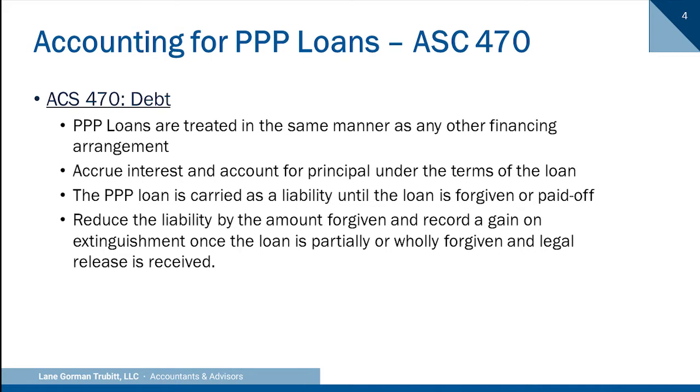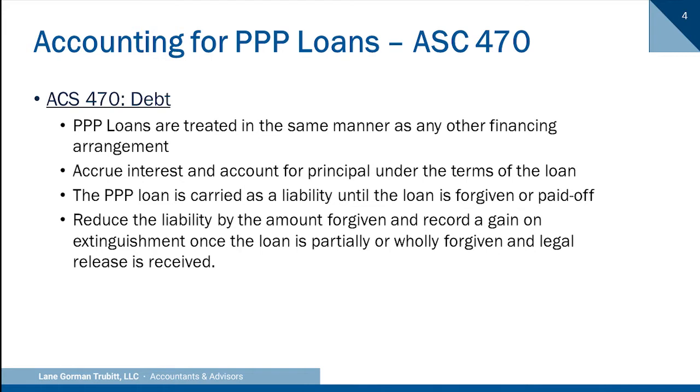The organization should accrue interest and account for principal under the terms of the loan, but would not impute additional interest at a market rate, even though the stated rate may be below market, because transactions where interest rates are prescribed by governmental entities are excluded from the scope of ASC 835-30 guidance on imputing interest.